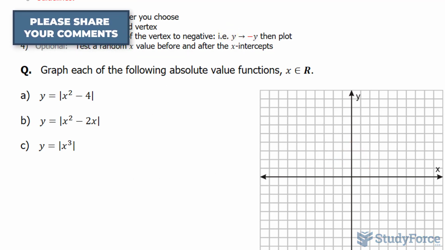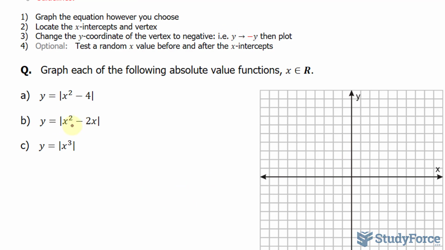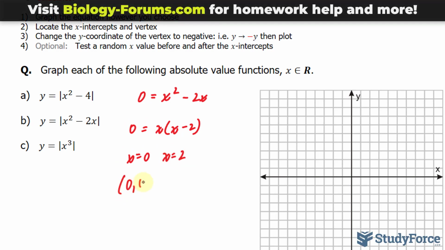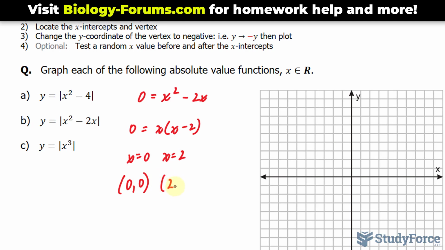In question B, we have y is equal to the absolute of x squared minus 2x. This is an incomplete quadratic, meaning that it doesn't have a constant, and you can solve this by setting y equal to 0. So I'll set y equal to 0, and notice that I'm solving the positive version of the equation. Factoring out an x, we have x minus 2. Therefore, we have x is equal to 0, and x is equal to positive 2. So our point's at 0 and 0, and another point is at 2 and 0.